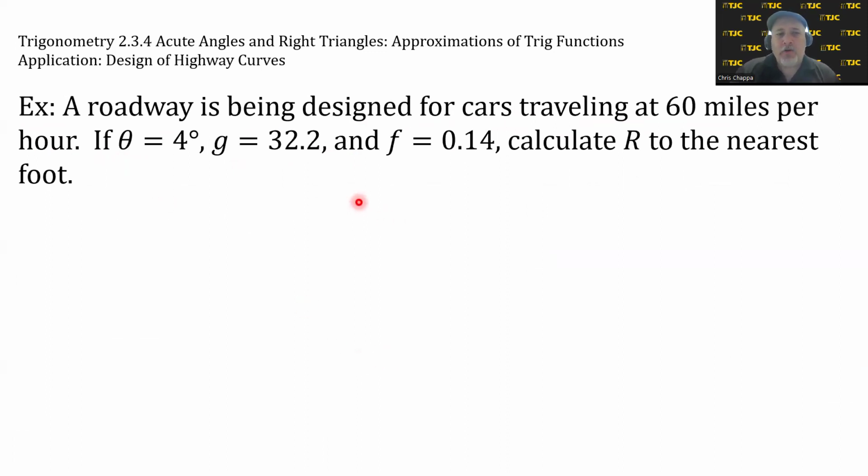For example, a roadway is being designed for cars traveling 60 miles per hour. If theta equals 4 degrees, the superelevation, g equals 32.2, and f equals 0.14, calculate r to the nearest foot.